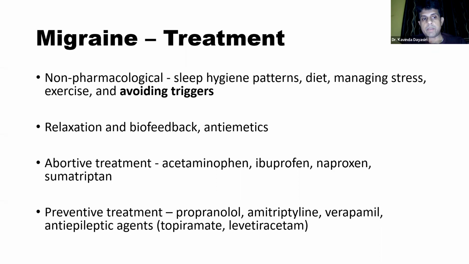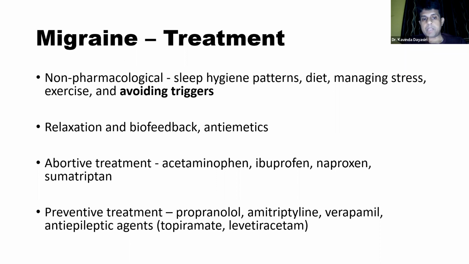Medications, the pain relieving medications, are of 2 types: abortive treatment and preventive treatment. Abortive treatment mainly includes, in a ladder, paracetamol, ibuprofen, and naproxen, which are NSAIDs, and severe episodes can be aborted using triptans, mainly sumatriptan.